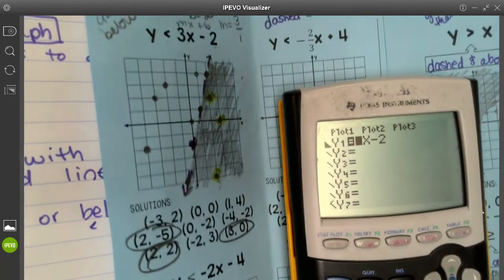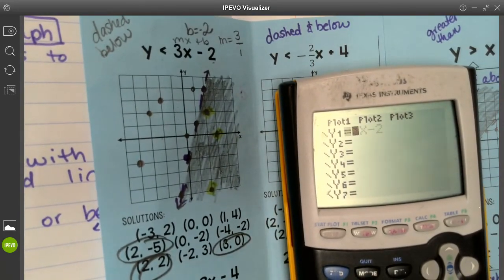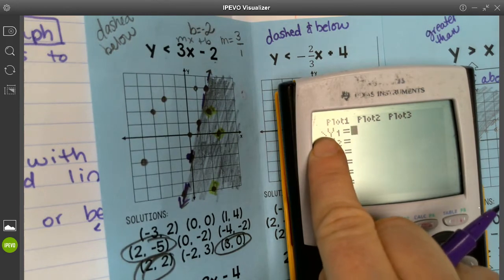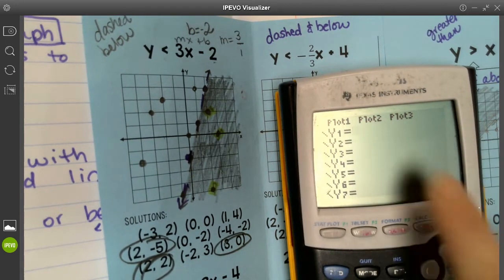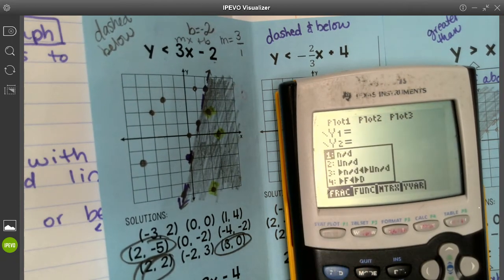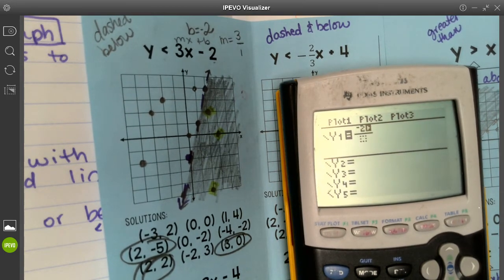Let's go back to y equals. Clear out. Whenever you hit clear, it actually clears out everything, including how we change that to less than or greater than. So in order to put in the fraction, remember y'all do alpha y equals. You don't have to do that. That's just an option. Negative 2/3 x plus 4. So we put it in.